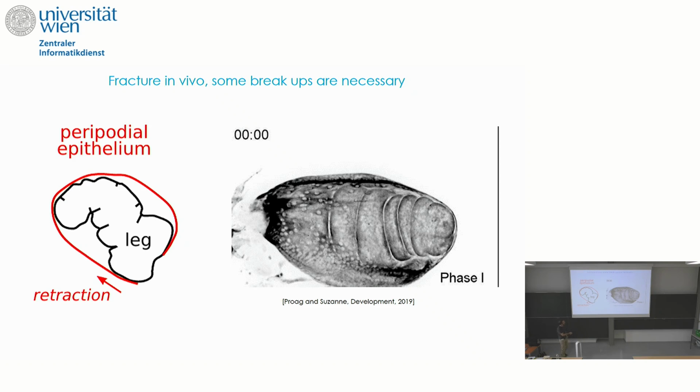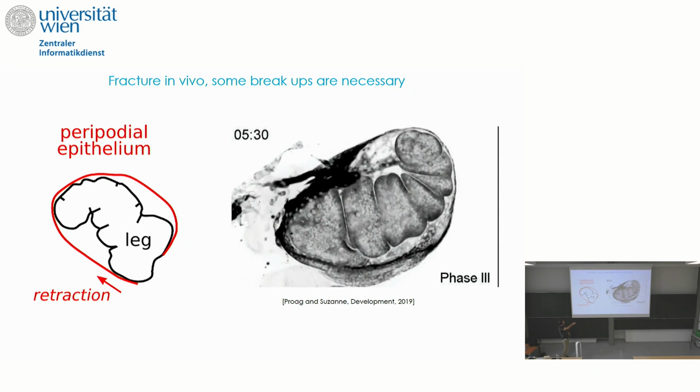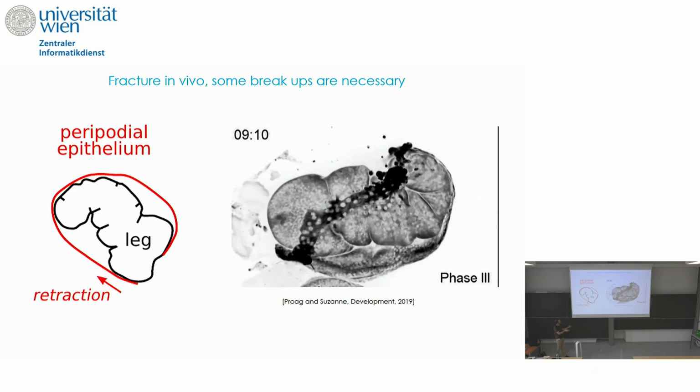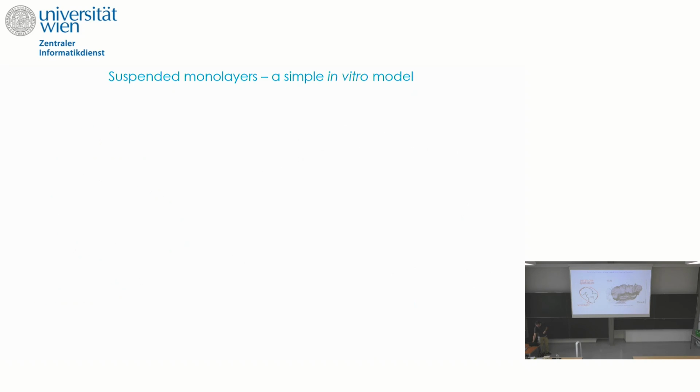And this is what it looks like, and this is a movie I've pinched from Magali Suzanne's lab. So this here is the columnar epithelium, and this here is the peripodial membrane around it. And what you'll see is that as the leg extends, this peripodial membrane ruptures, and it then retracts to allow the leg to extend. But overall, I'd say at this stage we know very little about the rupture strength of epithelia and what controls rupture in epithelia.